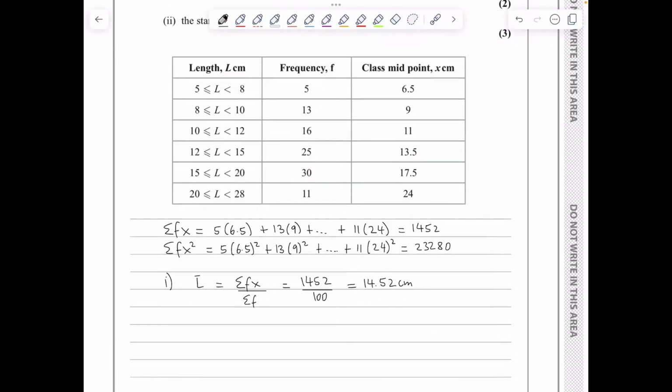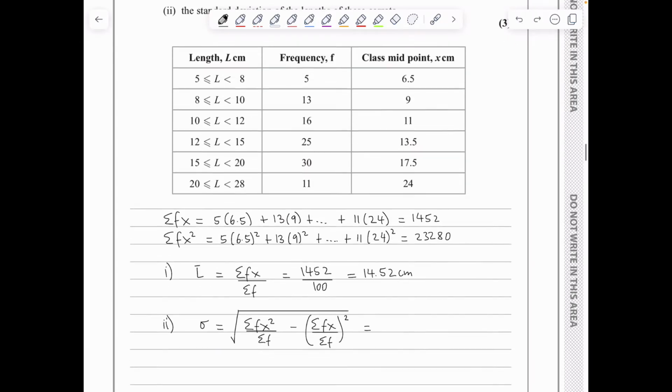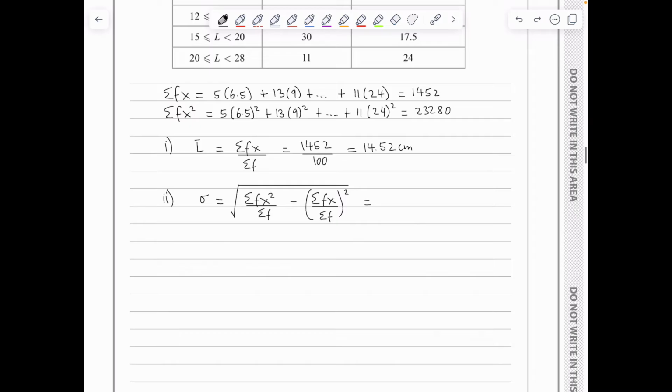And for the standard deviation, I've got the formula sigma fx squared over sigma f minus the sigma fx over sigma f all squared and all square root. So this is going to be 23,280 over 100 minus the 1,452 over 100 all squared and all square root.